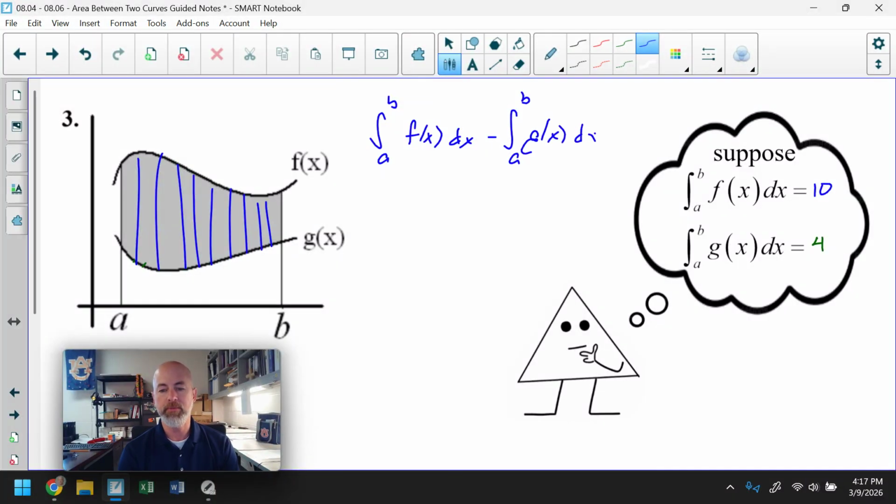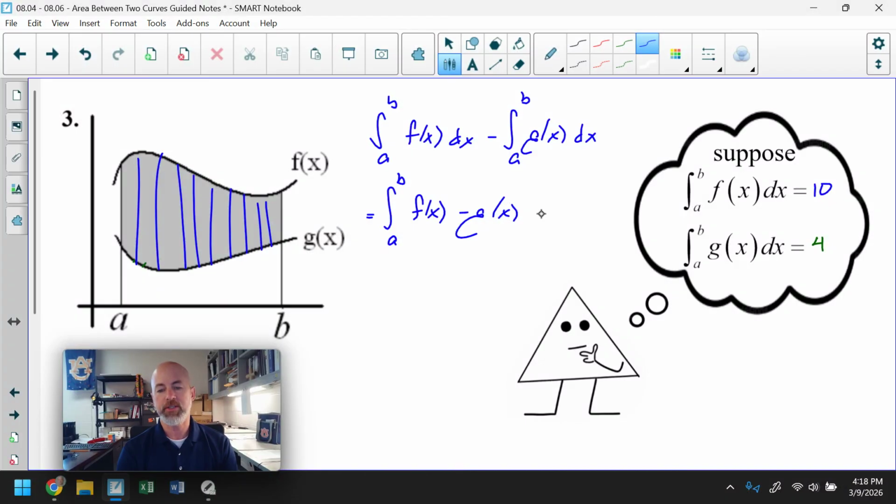Now, in these problems, the overwhelming majority of the time, the limits of integration will be the same, and if they are, you can combine that into a single antiderivative, which is what we typically will do, and make it a single antiderivative of f of x minus g of x.